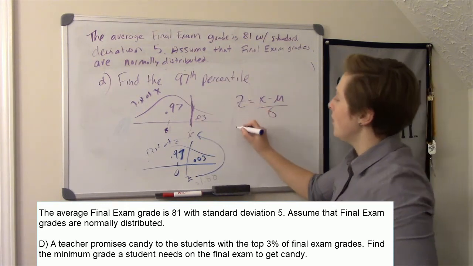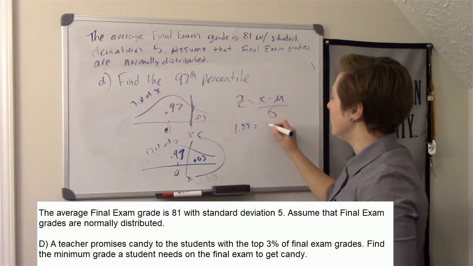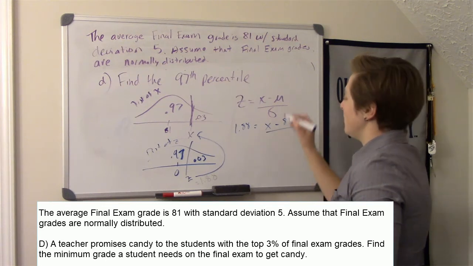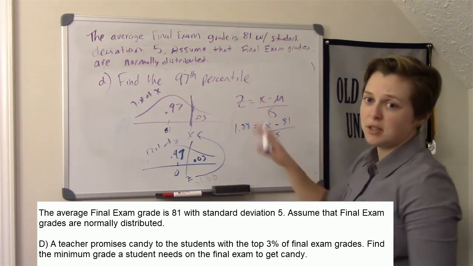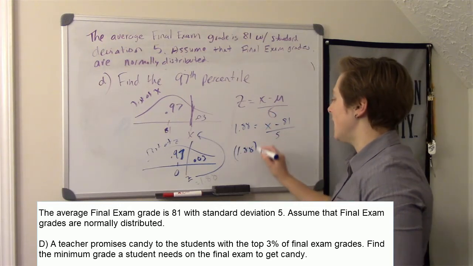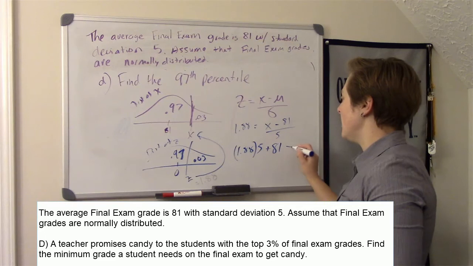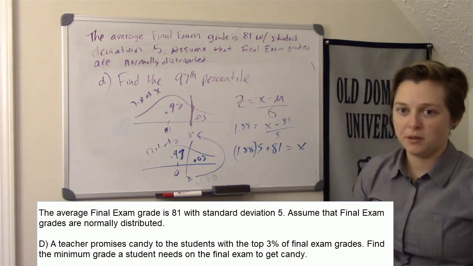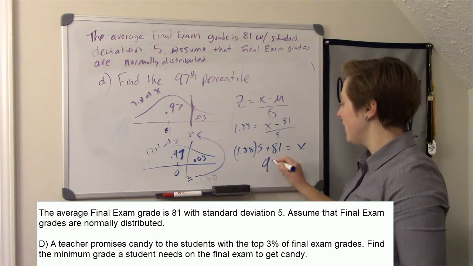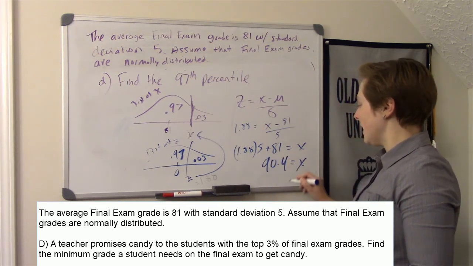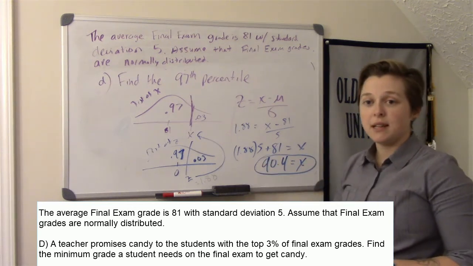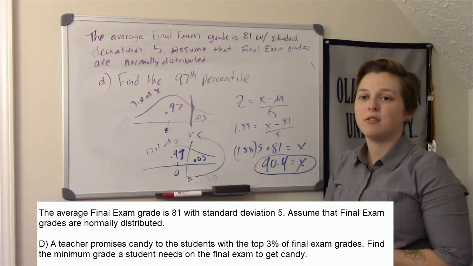All right, so this is 1.88 equals x minus mu, which is 81, divided by sigma, which is 5. Rearrange this equation and solve for x. So 1.88 times 5 plus 81 equals x. Just doing some algebra there. If you do that, you should get 90.4 equals x. So anyone who scores above a 90% gets a piece of candy, right?